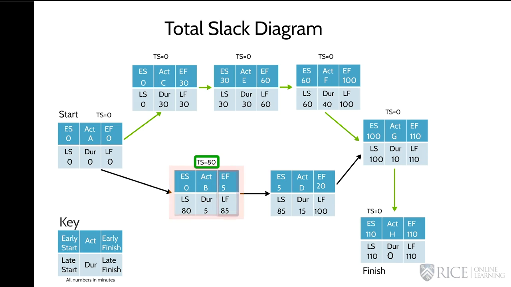If we move to task D and subtract the late finish minus the early finish, we get a total slack of 80 as well. And since B feeds into D and together they only take 20 minutes to complete, they can be delayed by 80 minutes and they won't affect the end date of the project. But if they're delayed by 81 minutes, just 1 minute more, it's going to delay the entire project.